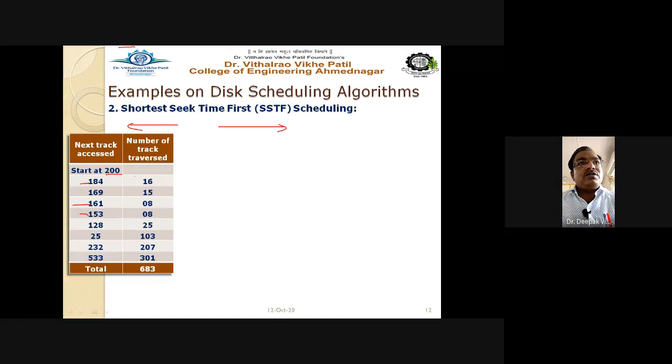You have to see which request is nearest to the current head position. So 200, 184, 169, 161. 184 is nearer because the distance is only 16 from 200.